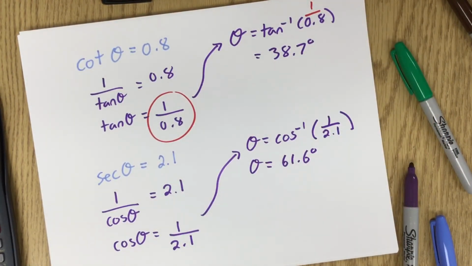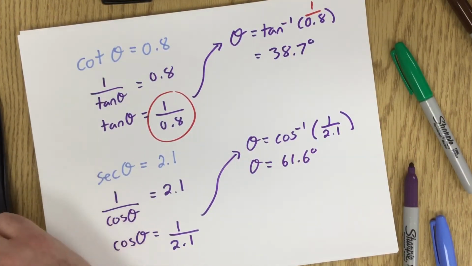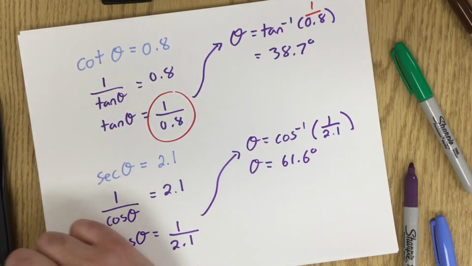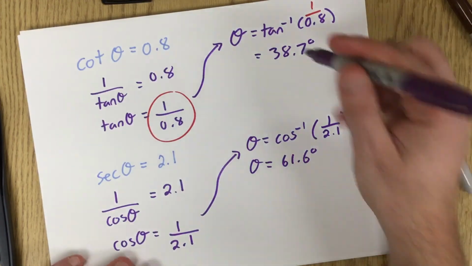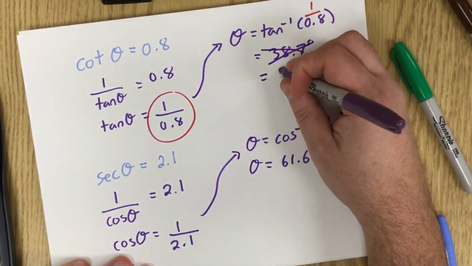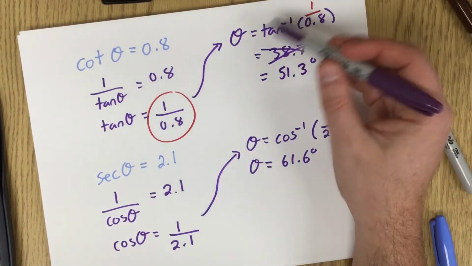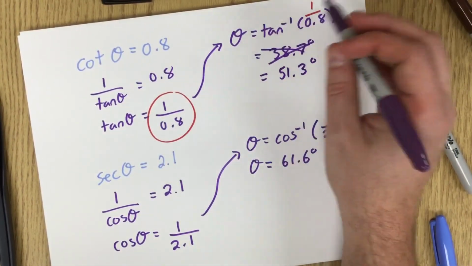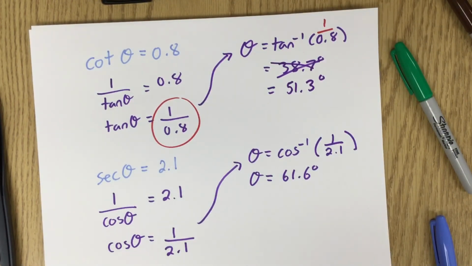It should be the inverse tangent of 1 over 0.8. So the inverse tangent of 1 divided by 0.8, and that's going to be 51.3. So it's actually not that. This one should be 51.3 degrees. Interestingly, the tangent and cotangent of something would always add up to 90. And there we go.